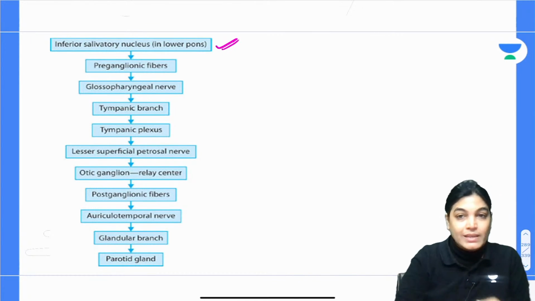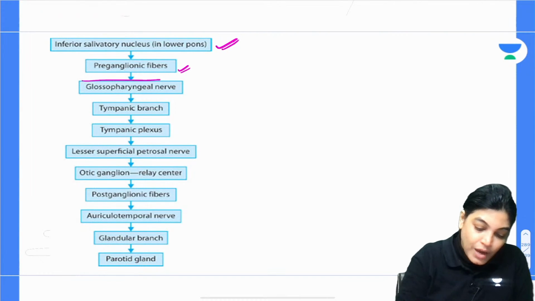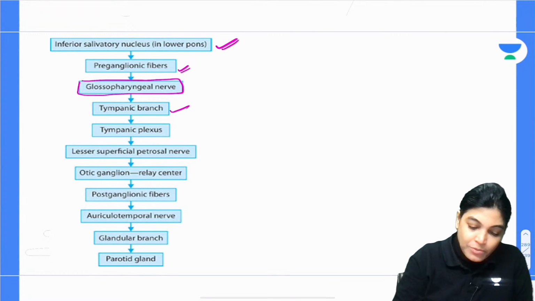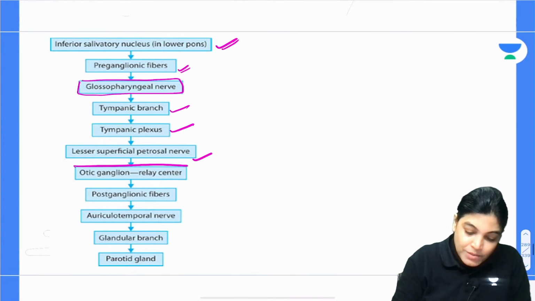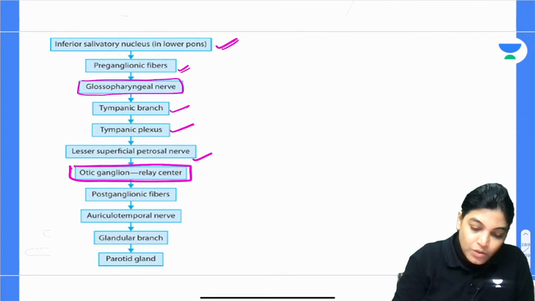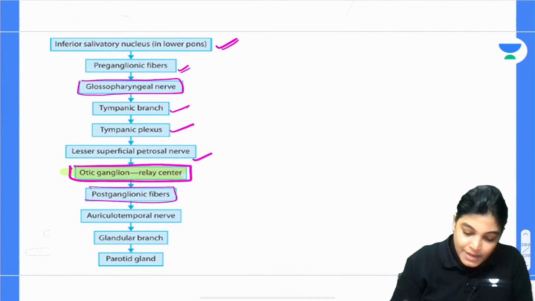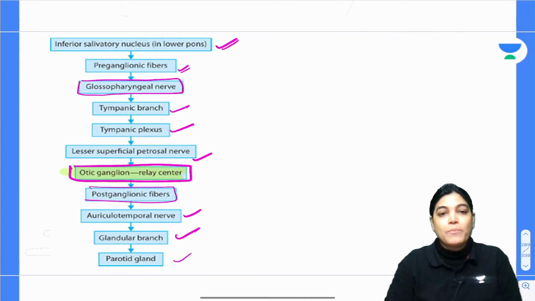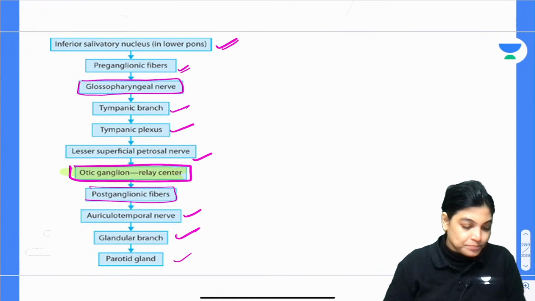See here, the correct flow chart. The inferior salivary nucleus, as I told you, is located in the pons. Preganglionic fibers arise via the glossopharyngeal nerve. Tympanic branches form the tympanic plexus and lesser petrosal nerve. The fibers relay into which ganglion? Otic ganglion. This is important. From here postganglionic fibers arise via the auriculotemporal nerve and give secretomotor innervation to the parotid gland.